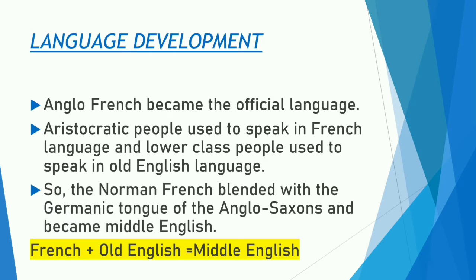Now we will see how the language developed in this age. At that time, Anglo-French became the official language. Aristocratic people used to speak in French language and the lower class people used to speak in Old English language in that time. So the Norman French blended with the Germanic tongue of the Anglo-Saxons and became Middle English. So basically Middle English is the mixture of French and Old English.